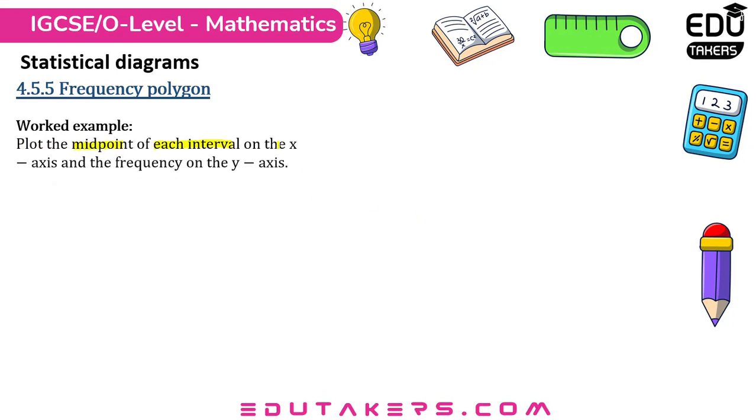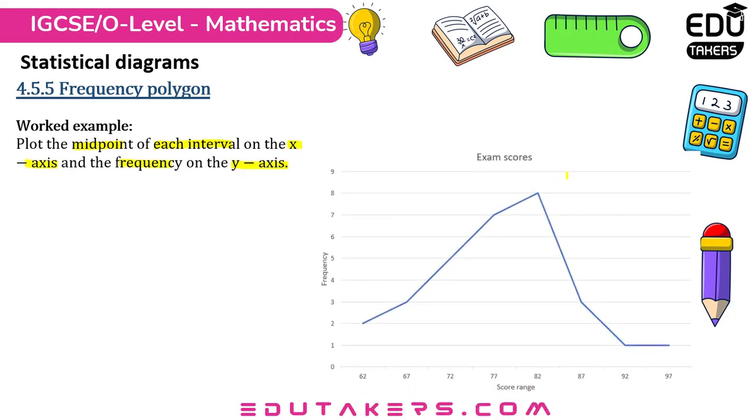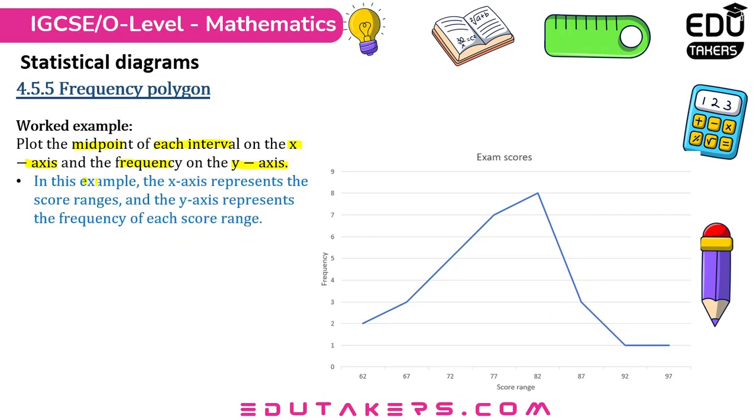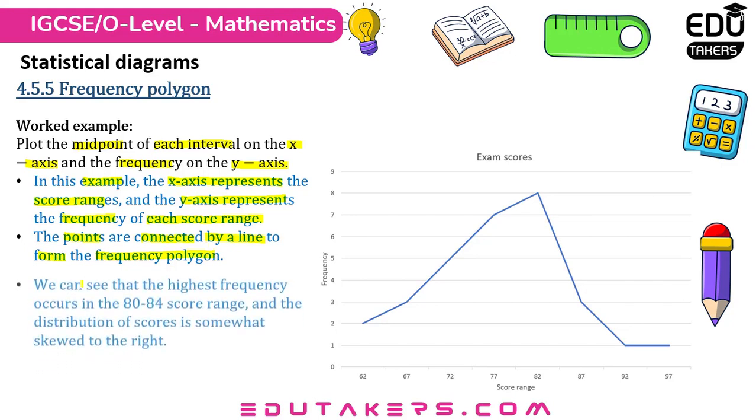Plot the midpoint of each interval on the x-axis and the frequency on the y-axis, as shown in the diagram. In this example, the x-axis represents the score range and the y-axis represents the frequency of each score range. The points are connected by a line to form the frequency polygon.